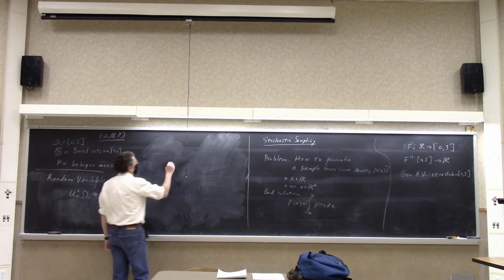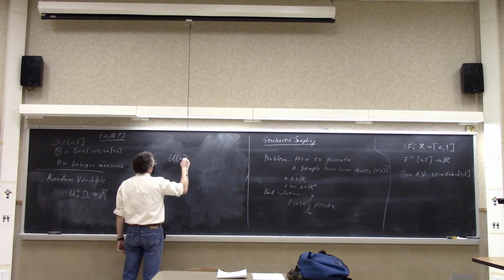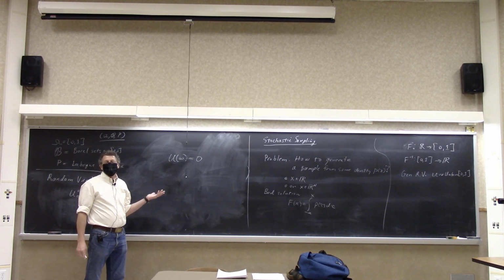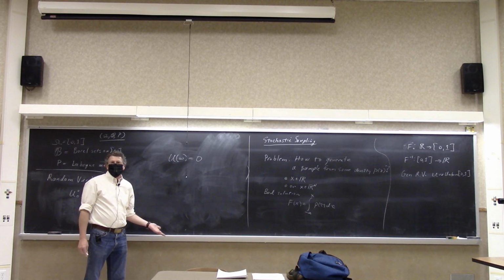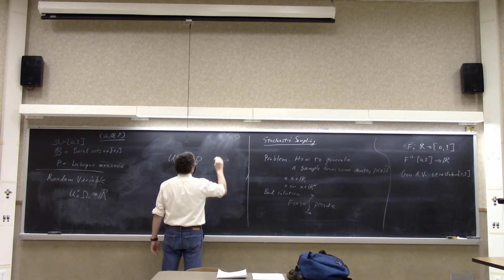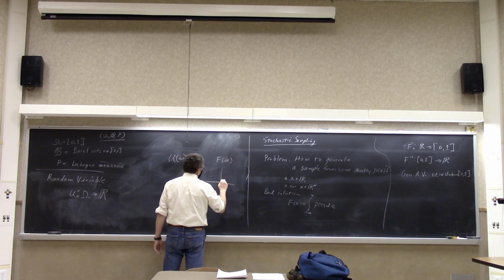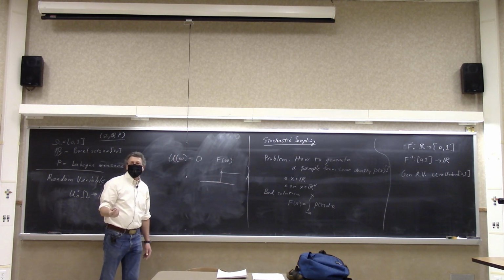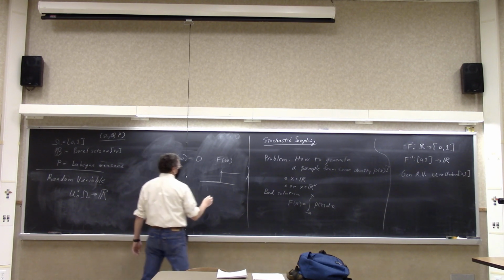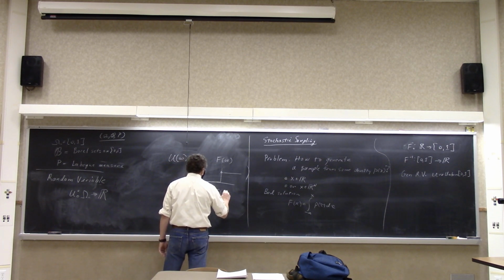Now, let me just review what we know. If we have u of omega equals 0, what's the distribution of that random variable? It's 0 with probability 1, right? So its cumulative distribution function, F of u, is going to look like this, and right here, it'll be like that, right? Okay. And if this is 1, then you'll have F of u here.